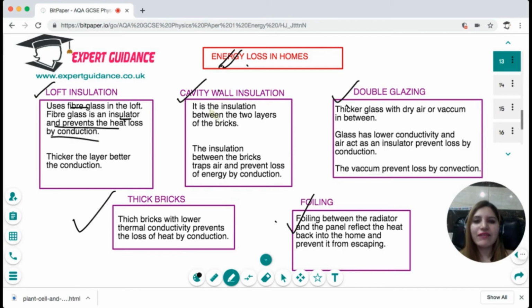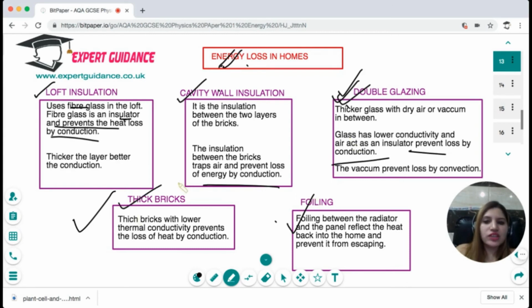In the cavity wall insulation, in between the two layers of brick, there's air that gets trapped, and the air is an insulator and it prevents the energy loss by conduction. Okay, so in the cavity wall insulation, we put the insulation between the two layers of the bricks. In double glazing, we take two glass panes with air or vacuum in between. If there is a vacuum, it will prevent loss of energy by convection. And if there's air, the air acts as an insulator and it will prevent the energy loss by conduction.